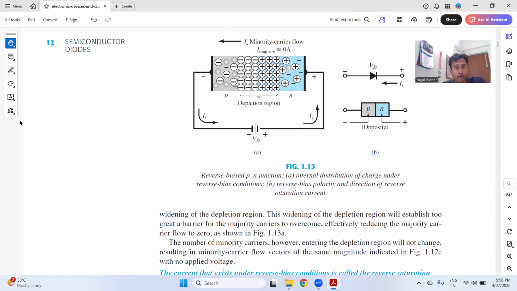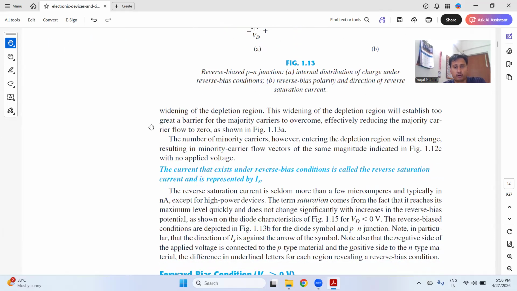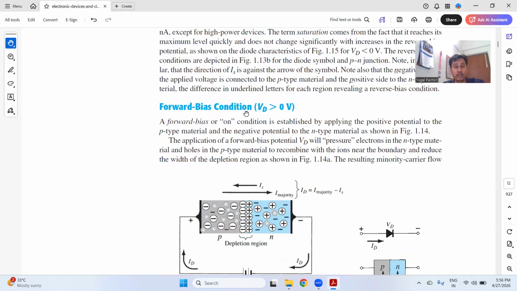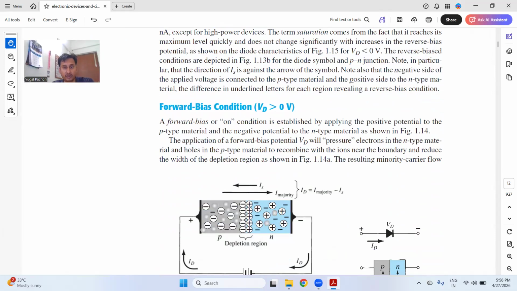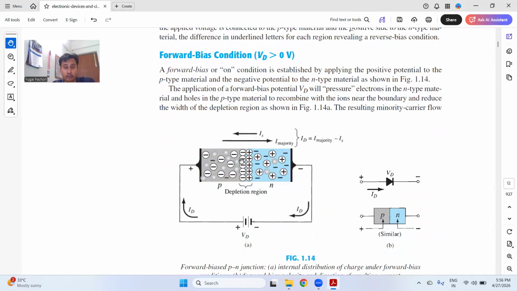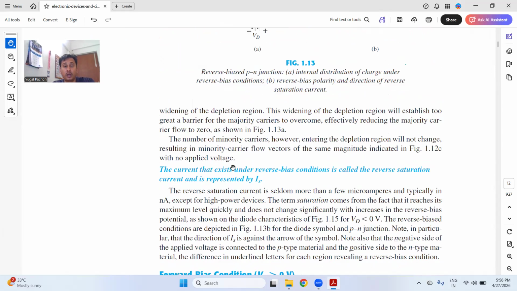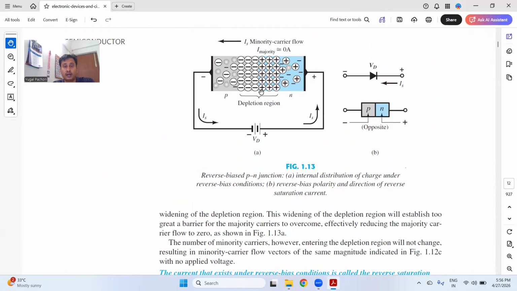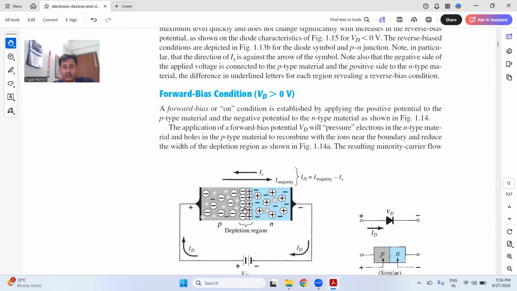However, in the forward bias condition, now what is a forward bias condition? When the voltage applied is positive, then it is called the forward bias condition. And in the forward bias condition, the holes and the electrons are pushed towards each other and the width of the depletion region is decreased. You can compare this with this diagram. Here the width is high and here the width is less.